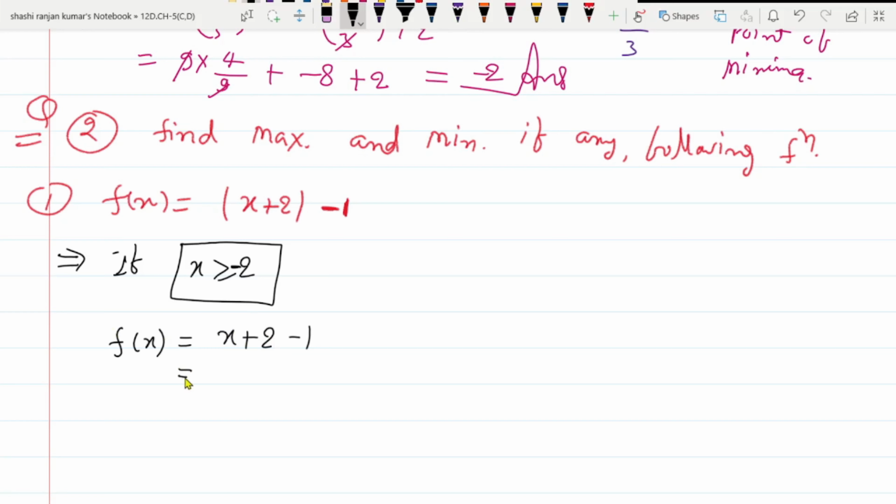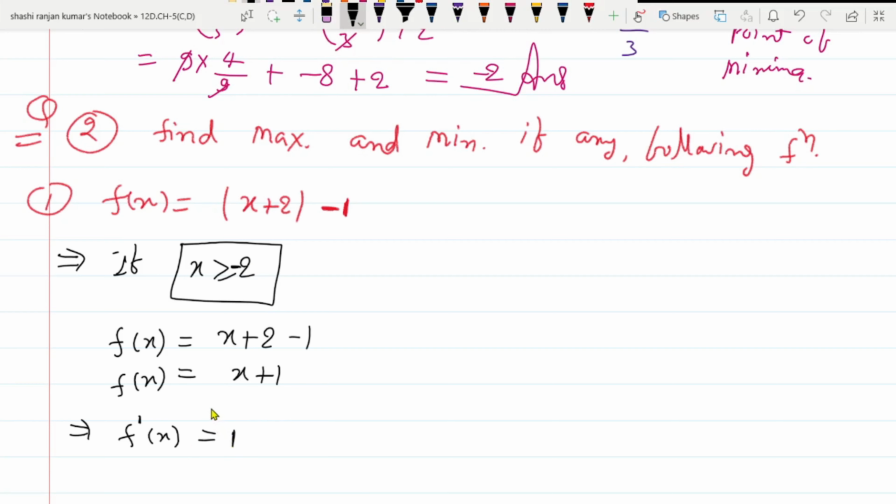Now see what is here. This is x plus 1, so f(x) is equal to x plus 1. So what is the value of f dash of x? F dash of x is here 1, right? So this is the differentiation of this part, here 1. Okay, so this is the part here.